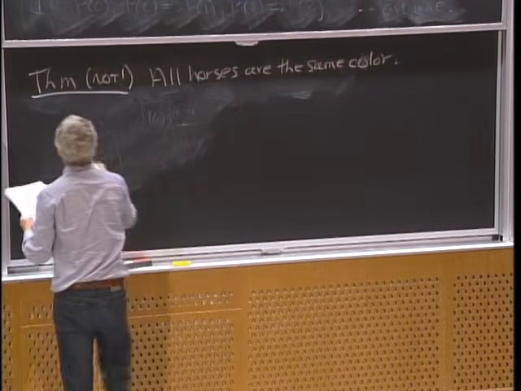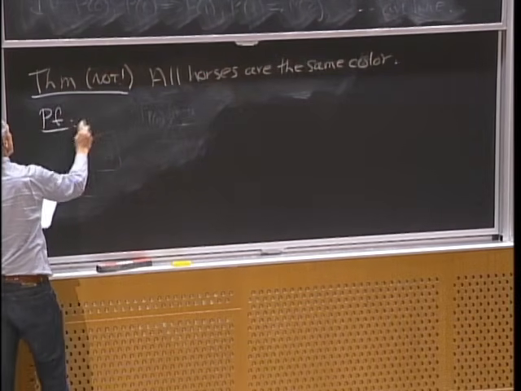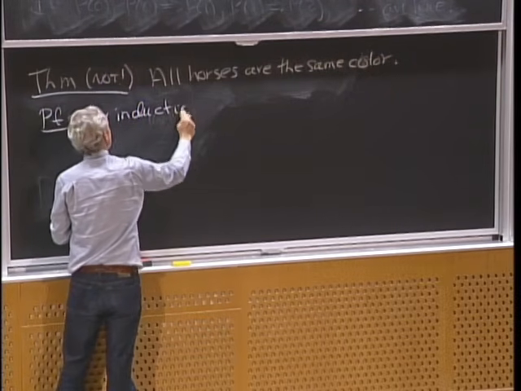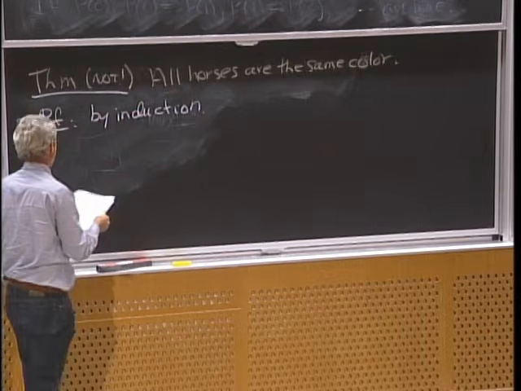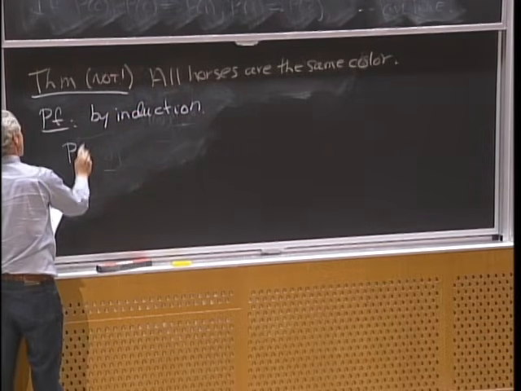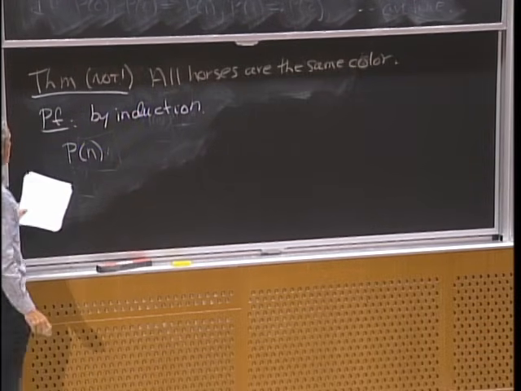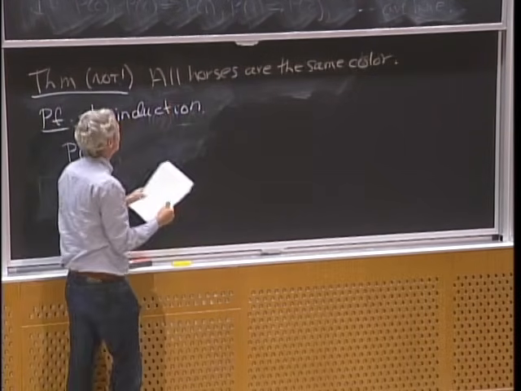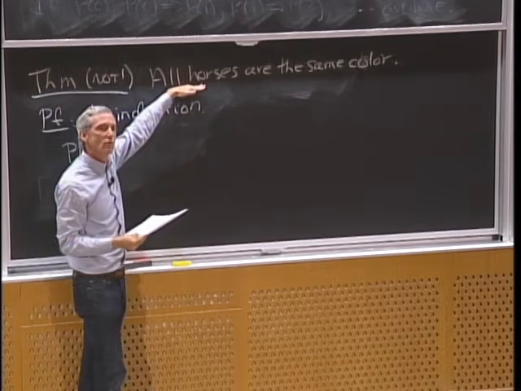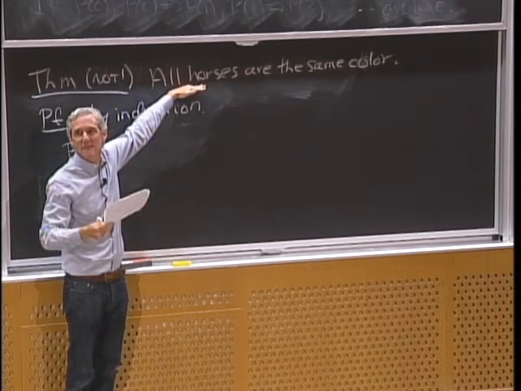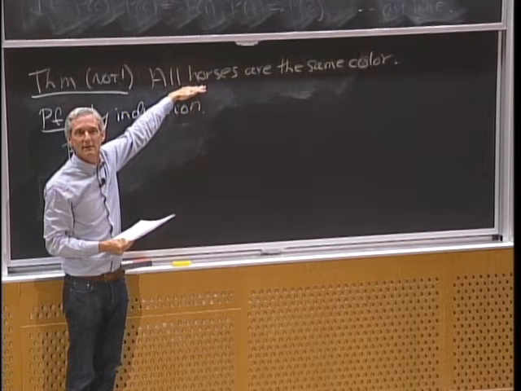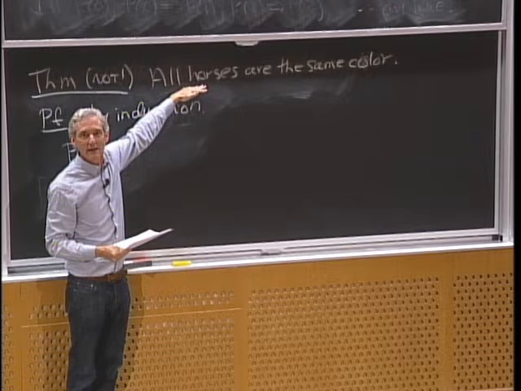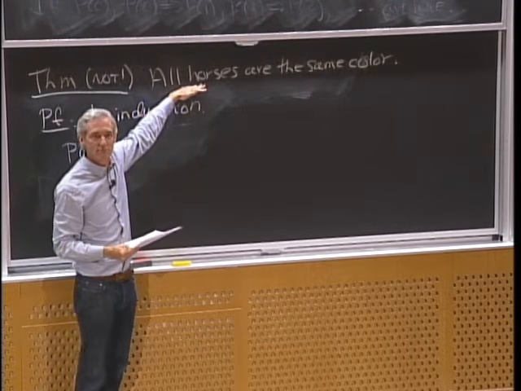So let's go through the process. The proof we write down by induction. Now we need our induction hypothesis, the predicate. We can't let it be this. Why can't this be our predicate? All horses are the same color. What's wrong with making that be the induction hypothesis? You can't plug anything into it. There's no number here. I've got to have a number, an n to induct on.